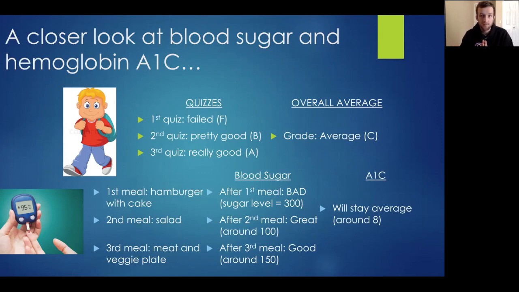Now let's suppose that this same person were to eat worse, and they were to eat more hamburgers and cakes over the course of a couple months. Similar to the school kid above, this person would end up failing, and their A1C levels would eventually get much higher and go above 8. However, if that same person were to cut out the unhealthy stuff and primarily eat more meals like the second and third meal, they would ultimately see their A1C levels drop to around a normal range.